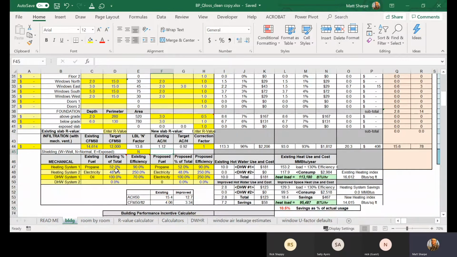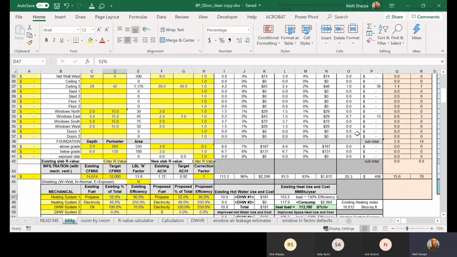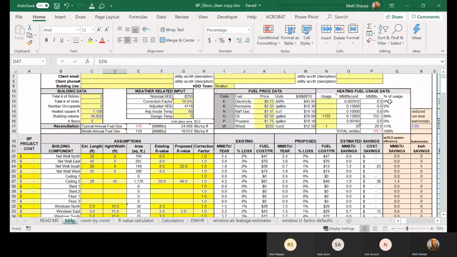You scroll down, we get into the heating systems. So it allows 2, just put the predominant 2 in. A percent of existing, this should total 100. And I did put in a splits up here, percent of usage, that you could carry over to the heating system page. This is basically how Hero split things up too.